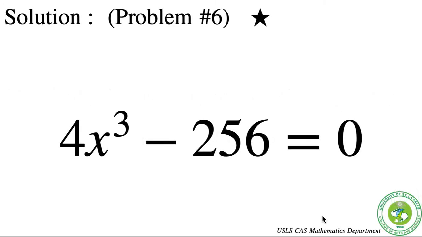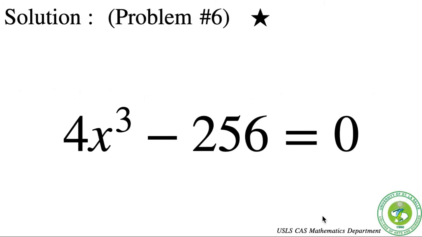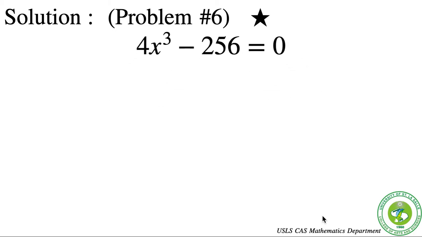Here's our problem over here. So what I want to do first is to clear up some things so that we could start with our solution. We want to first simplify the first term. You can see our first term has a coefficient of 4. So we could divide all the terms here by 4, so that we could simplify. If we do that, 4x cubed divided by 4 is going to be x cubed. 256 divided by 4 is going to be 64. 0 divided by 4 is still 0. So that's our second line.